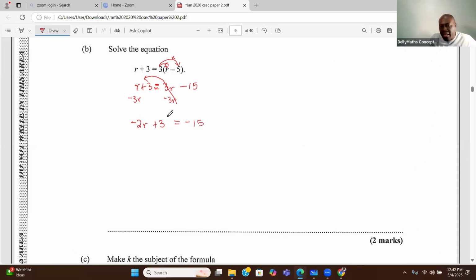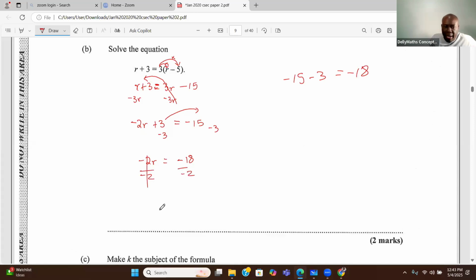Then I need to get the positive 3 over here. That means it's positive, I subtract 3. I subtract 3. Then I rewrite. Negative 2r is equal to negative 18. Don't make a mistake with these. You put these on your calculator, minus 1, 5, minus 3. It will tell you that is the answer. Okay? And then you divide both sides by negative 2.